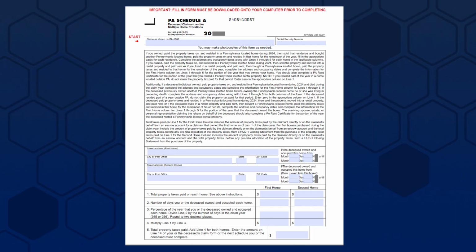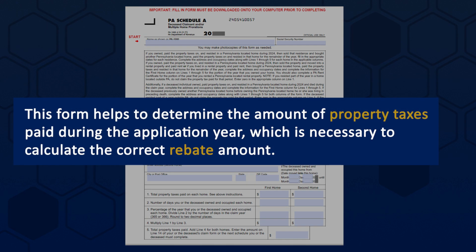The PA-1000 Schedule A is used by property owners who either move during the application year or by someone applying on behalf of a property owner who passed away during the application year. This form helps to determine the amount of property taxes paid during the application year, which is necessary to calculate the correct rebate amount.